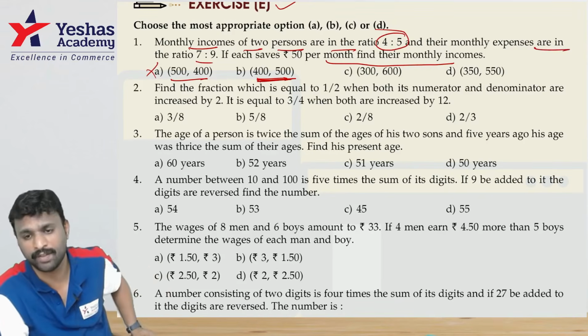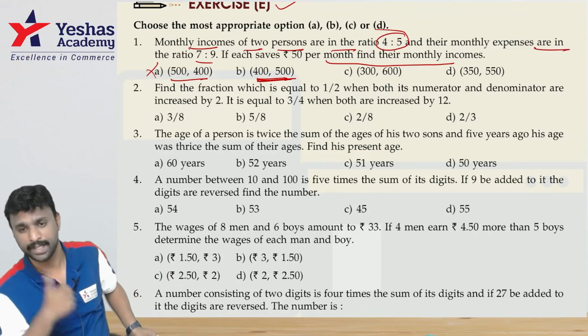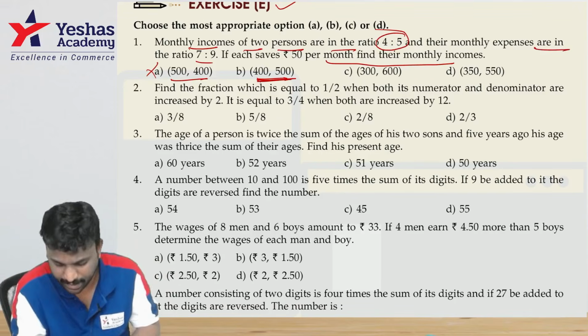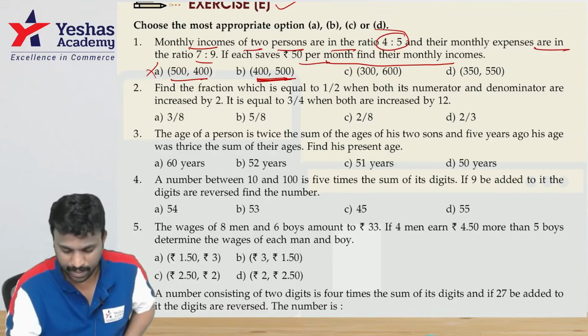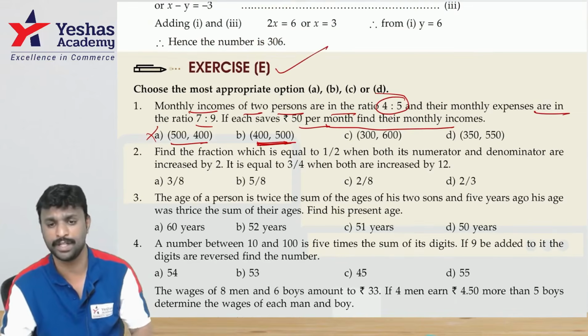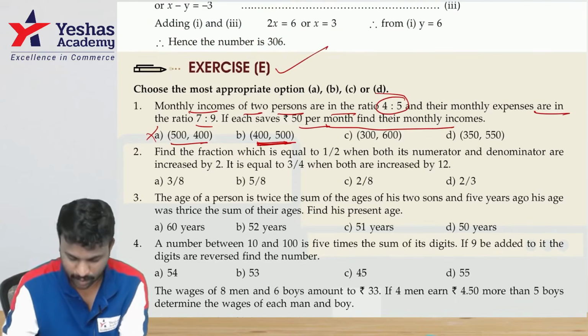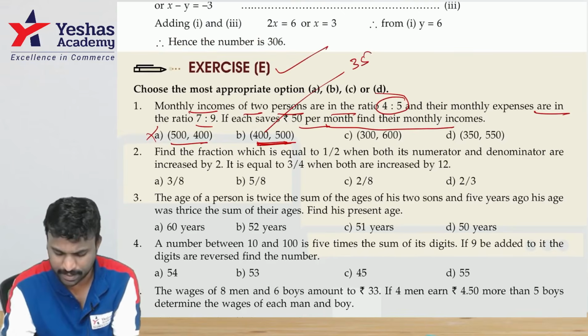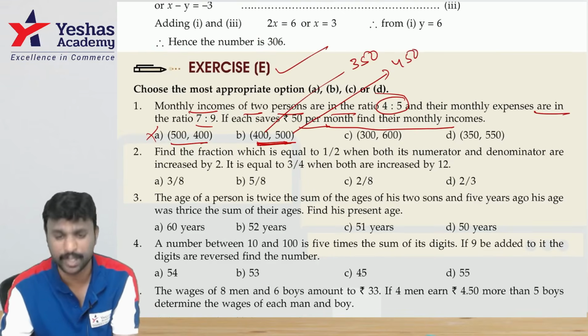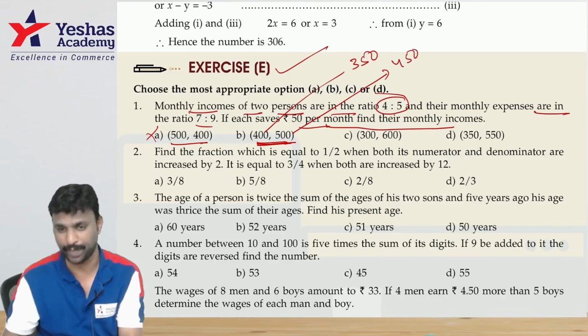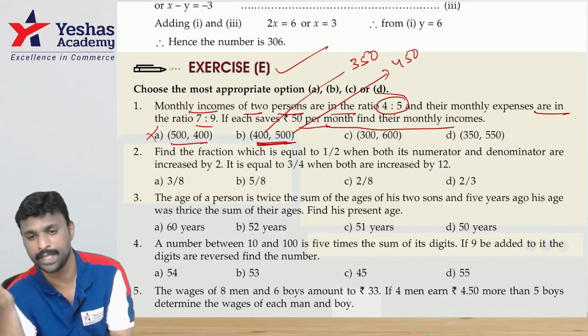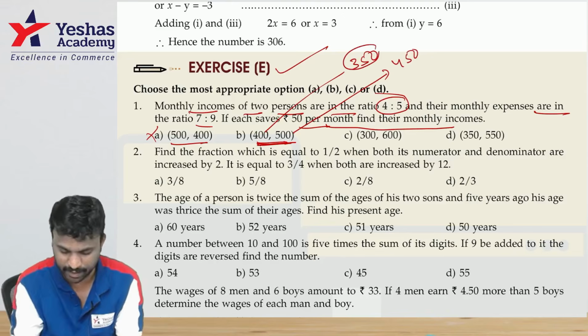Guys, it's one of the ratio questions that we had done. Same question we had done. If each saves 50 rupees, guys, what do you mean by expenditure? Income minus saving. So what is the expenditure of the first person? 350. What is the expenditure of the second person? 450. Because both of them save 50 rupees. Yes or no? So 400 minus 50, 350 is what the first person spends.